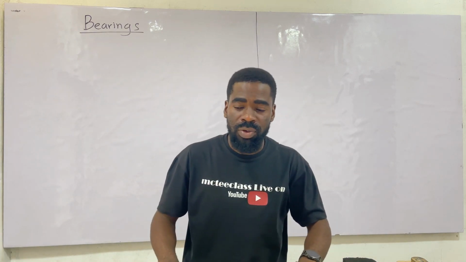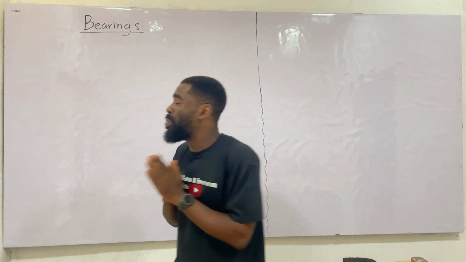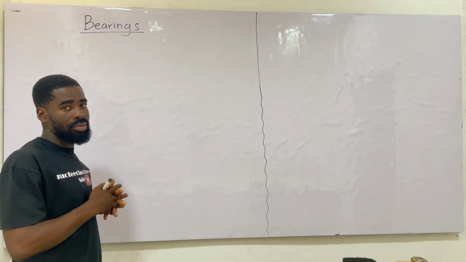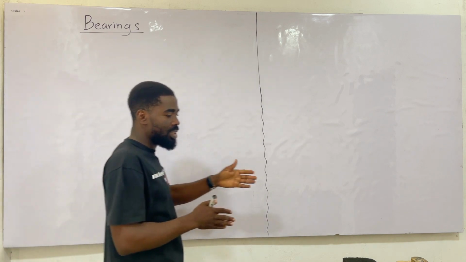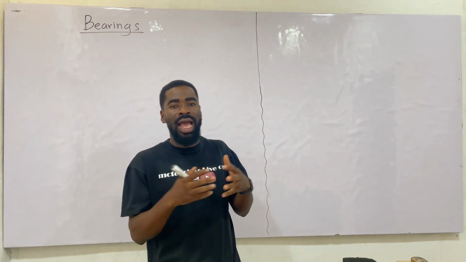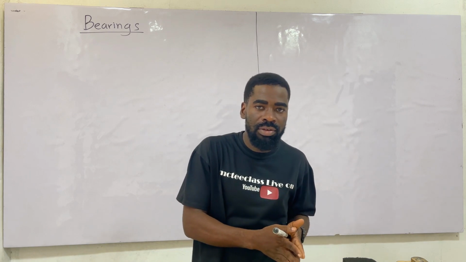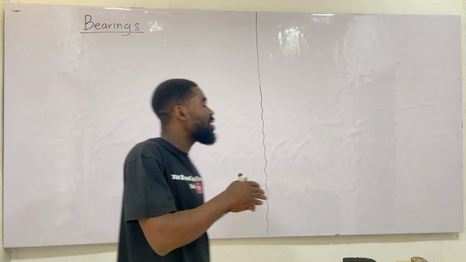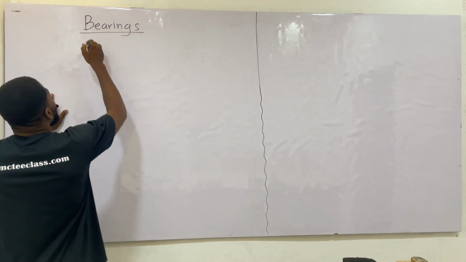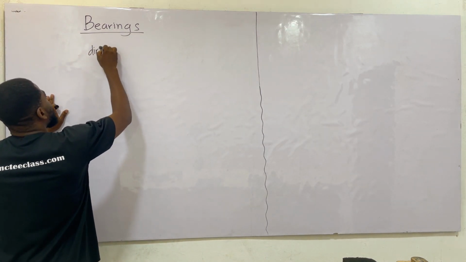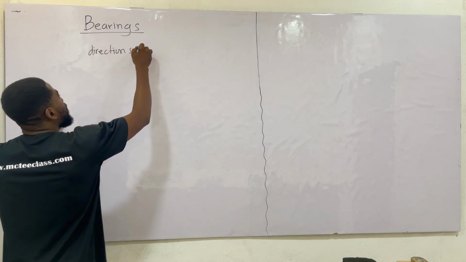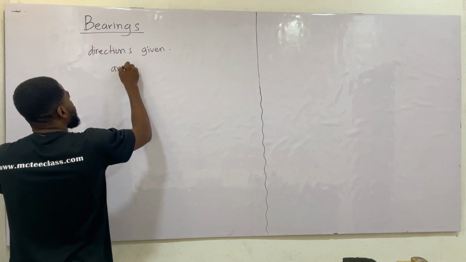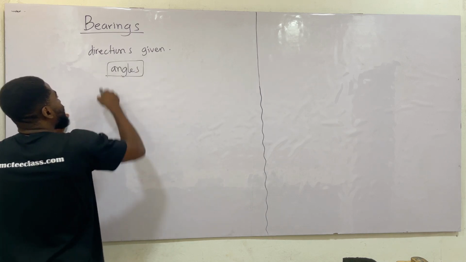Now, what are bearings? Bearings are basically directions given in angles. For bearings, we are giving directions. So I can give you a direction, but when I don't include angles, then that is not a bearing. But the moment I include angles in the direction given to you, then that is a bearing. So bearings are basically directions given in angles.